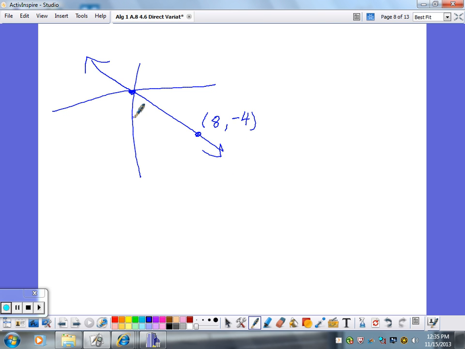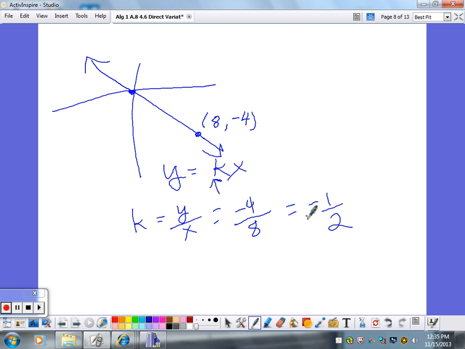Okay? This point is on the line, right? Is it a direct variation? Yes. So I know it's going to look like this. Well, how do I find the K? That's what's missing. So I say K equals y over x, because doesn't it solve to divide both sides by x? And then what's y? And what's x? Which is -1/2. So what's my equation?